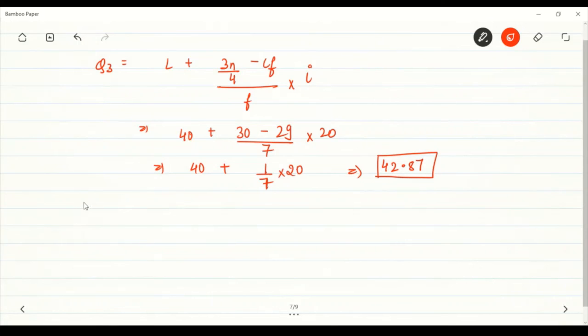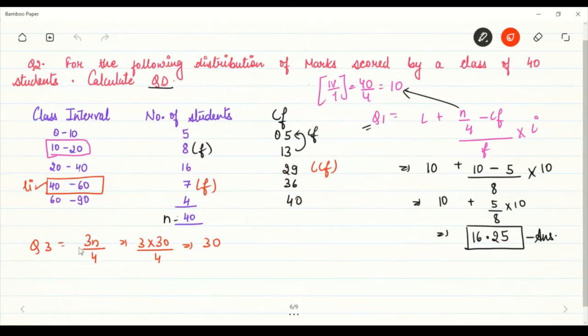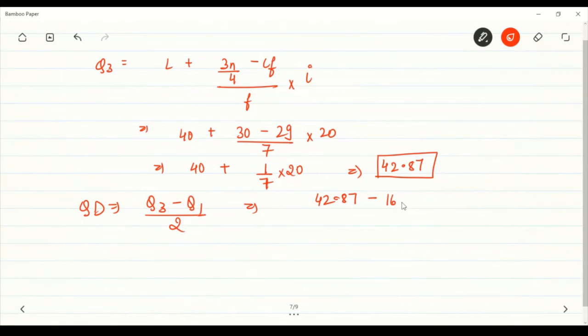Now what was the formula to calculate quartile deviation? It was Q3 minus Q1 by 2. What is the value of Q3? It is 42.87. And what was the value of Q1 that we have already calculated? It is 16.25. So let us write down the values here, 42.87 minus 16.25 divided by 2. Let us calculate the value from the calculator, and the exact value that we are going to get is 13.31. So this is how we calculate quartile deviation in different questions.